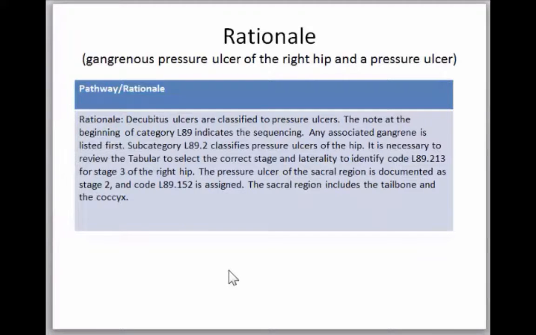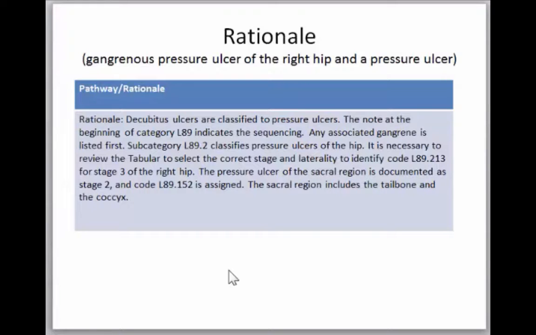So here's the rationale for the previous slide, that decubitus ulcers are classified as pressure ulcers, and the note at the beginning of category L89 indicates that sequencing. What we just talked about, the gangrene would be first, then your pressure ulcer of the hip, always going to the tabular to make sure you're selecting the right code when you're indicating the stage and the laterality.